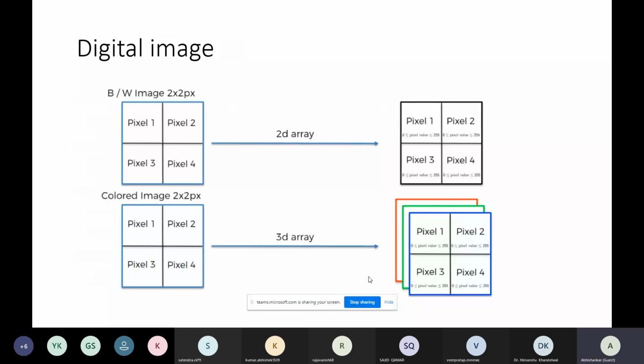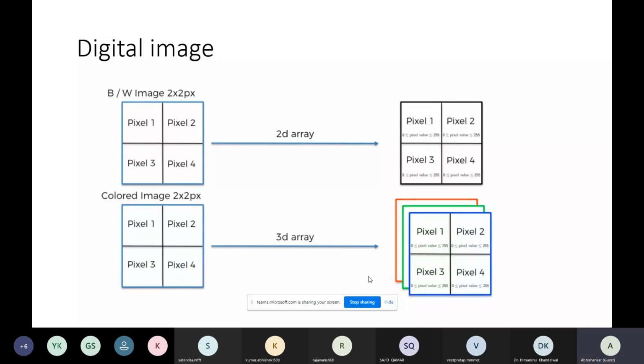So this is the presentation. A black and white image is a 2D array, and color images have a 3D array. Why a 3D array? Because the other dimension is for color: red, green, and blue. Sorry, it is RGB. So a color pixel will have a 3D array.